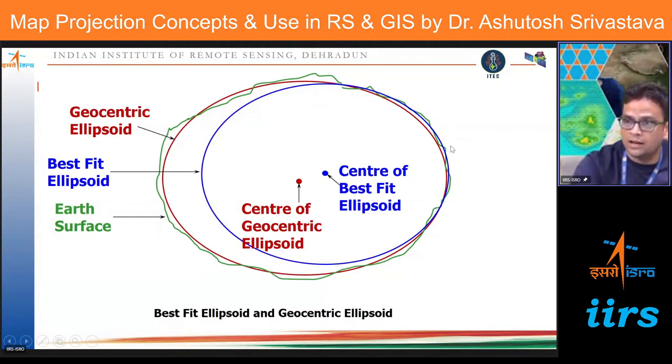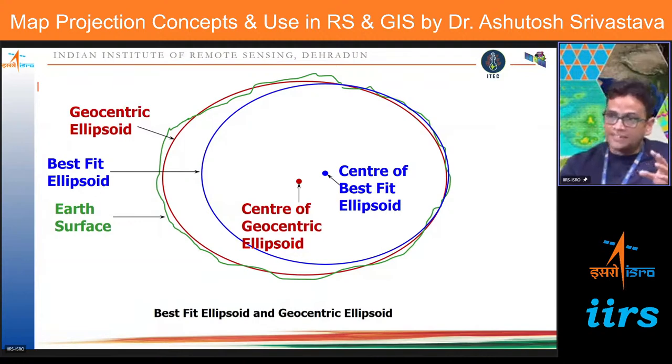Maybe the local information was used for this region. From this region, this blue one is suitable for this particular area. And if you see the left side, it is far away, and the center also is far away from the center of the Earth. So that way we can say this is basically a best fit ellipsoid, which may be suitable for a particular area. It may not be suitable for the other region. Okay, so that is basically a best fit ellipsoid.